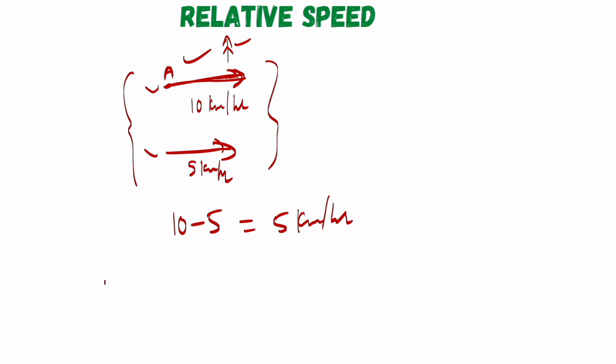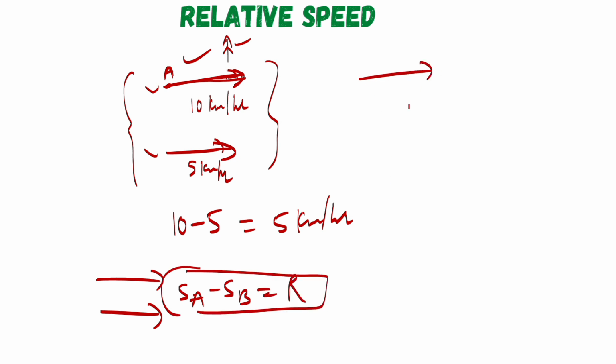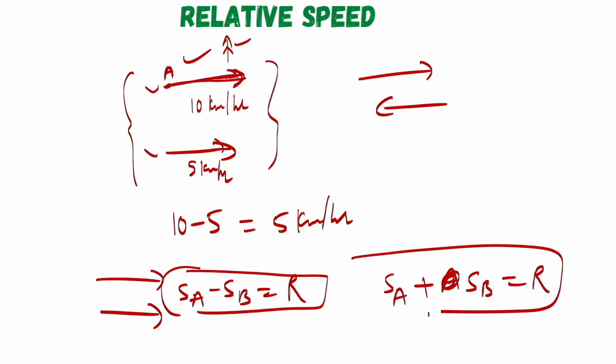So in this case both the bodies are in the same direction, so speed of A minus speed of B is the relative speed. What happens when both the bodies are moving in opposite directions? Then the speed of A gets added to the speed of B to find the relative speed. So when two bodies move in opposite directions, the relative or effective speed between the two bodies will be the sum of their respective speeds.